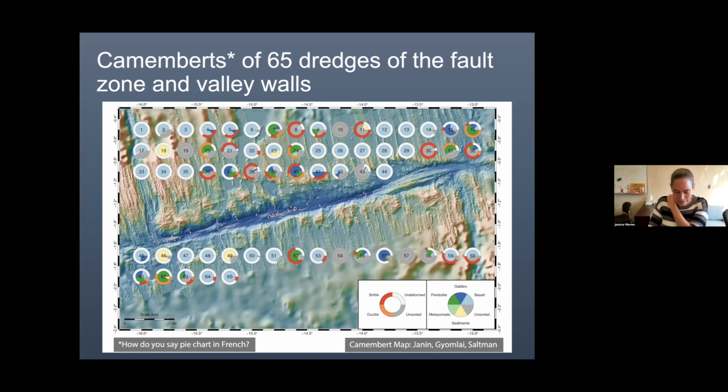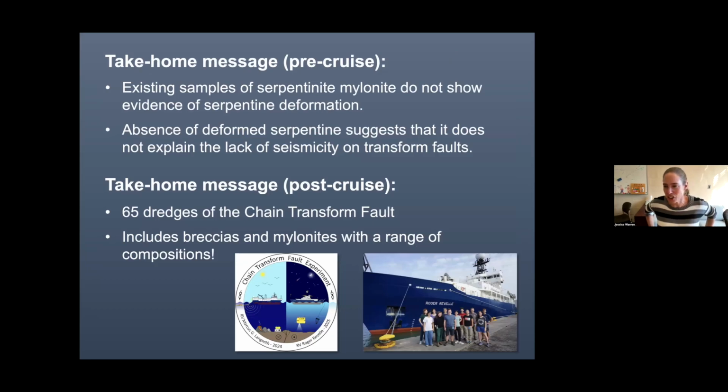There's a lot of thinking that we need to do, and that is why I'm going to give you take-home messages and leave you without a clear punchline in terms of the serpentine. Pre-cruise, what I would have said is that the existing samples we have of serpentinite mylonite do not show evidence of serpentine deformation. And so that would suggest, from what we knew previously, that serpentine was not a good candidate to describe the lack of seismicity.